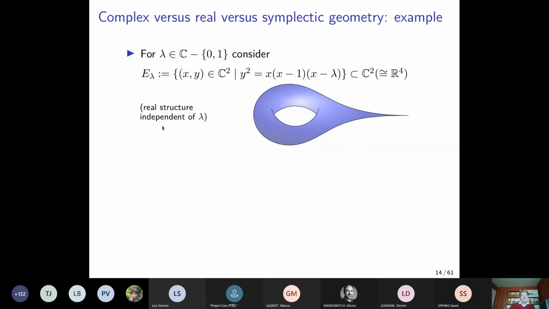So let's first look at the real structure. It turns out the real structure is independent of lambda. So how this surface looks like is a torus. This is a torus with 1 point removed. But one should really think of this as a point at infinity. And that's why it's drawn like this. So this is supposed to go off at infinity. And this object is called a punctured torus.